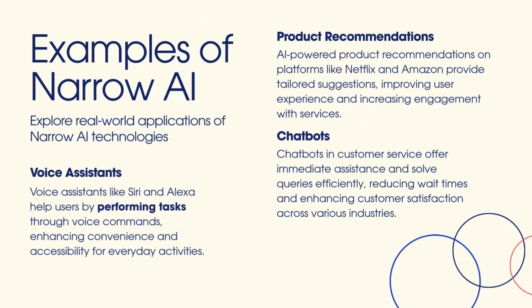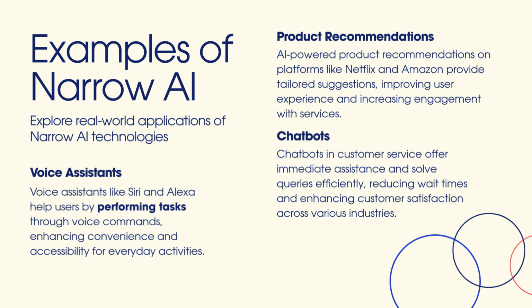Let's look at real-world examples of narrow artificial intelligence. Narrow artificial intelligence is built to perform one specific task efficiently. First, voice assistants like Siri and Alexa. They respond to voice commands and perform tasks such as setting reminders, playing music, or checking the weather. They make everyday activities more convenient and accessible.